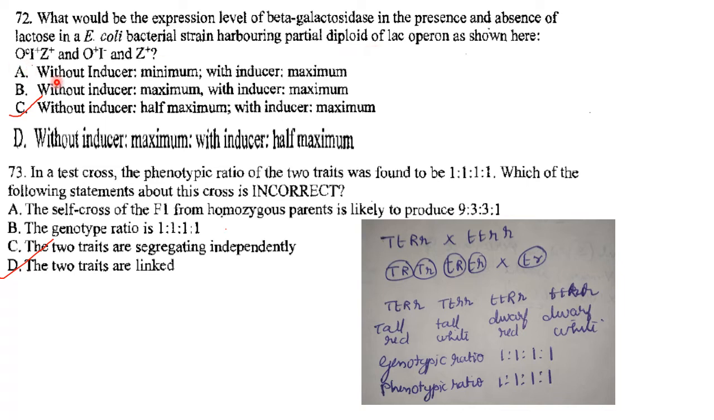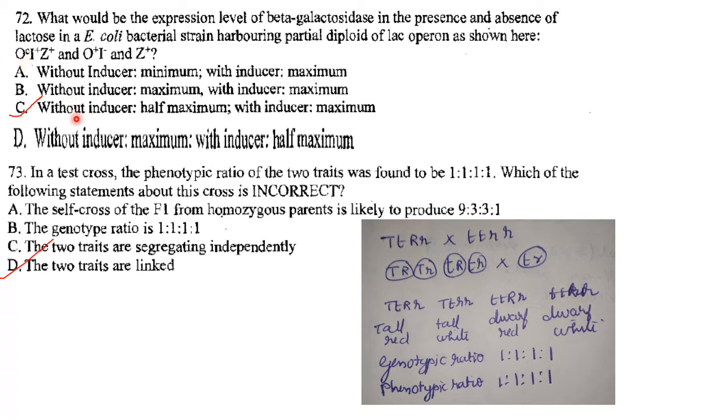So now when lactose is present, the repressor protein is mutated, and O plus will allow RNA polymerase to bind to the promoter and beta-galactosidase will be synthesized. Then it is OC here, so it will also synthesize beta-galactosidase.